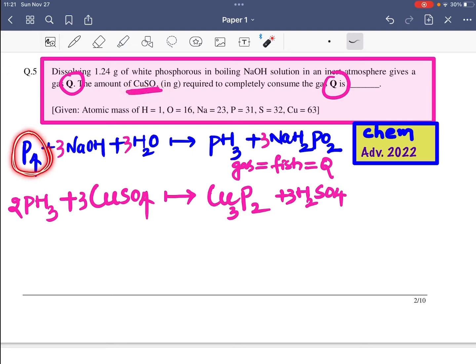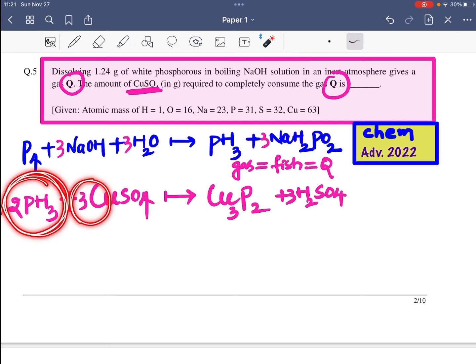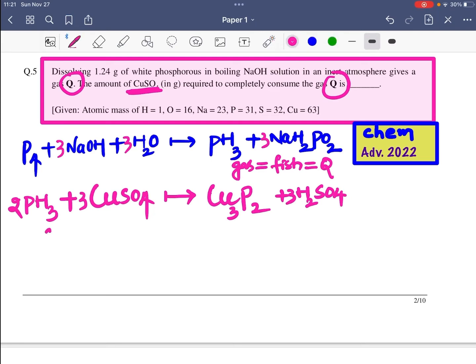Here I can see that 1 mole of P4 gives 1 mole of PH3. Here the ratio is 1:1. But here 2 moles of PH3 react with 3 moles of copper sulfate. So what I can say right here: 1 mole P4 equals 1 mole PH3. Again, 2 moles PH3 equals 3 moles copper sulfate. So this is the mole analysis.